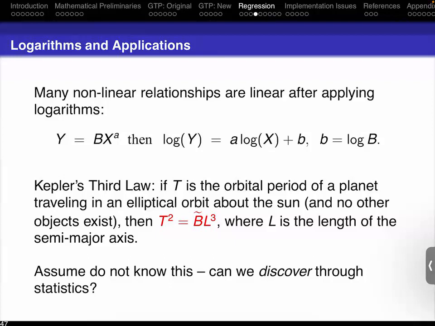So Kepler had 3 laws of planetary motion. The first is the planets move in elliptical orbits with the sun on one of the foci. The second is if you draw a line from the sun to the planet, it sweeps out equal area in equal time. And the third, the more complicated one, is the square of the period is proportional to the cube of the semi-major axis. And so he discovered these empirically. You can discover this very easily using statistics.